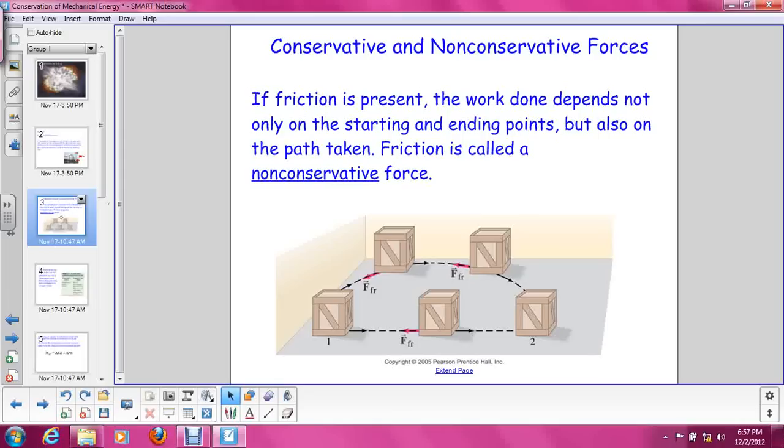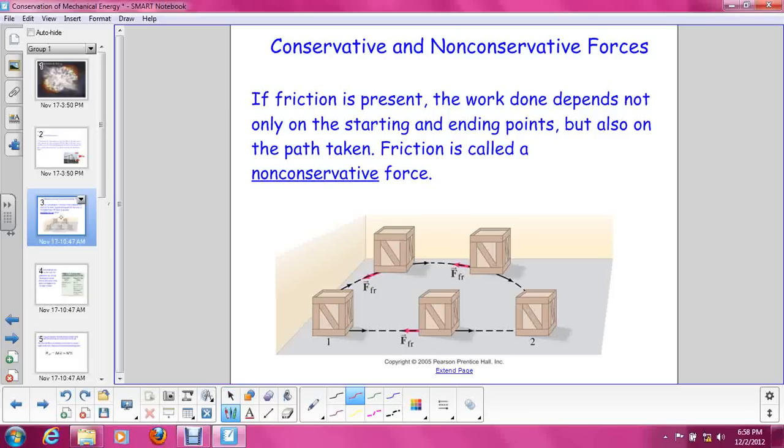So in order to talk about the conservation of energy, we need to talk about conservative and non-conservative forces. If friction is present, the work done on an object depends not only on the starting and ending points, but also on the path taken. And we call friction a non-conservative force.